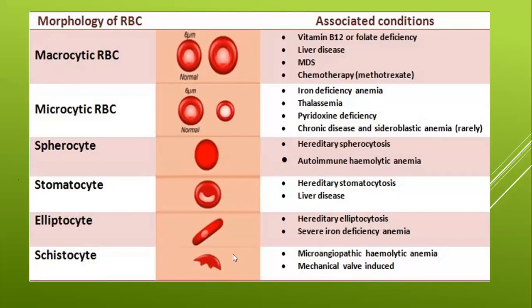This is the morphology of RBCs. First picture, as you know, 7 micrometer is the normal diameter of RBC. This one is the macrocytic RBC. When we are comparing both, this one is larger in size, this is macrocytic. This one is microcytic, hypochromic. This one is a spherocyte. This one is stomatocyte, elliptocyte, and schistocytes.